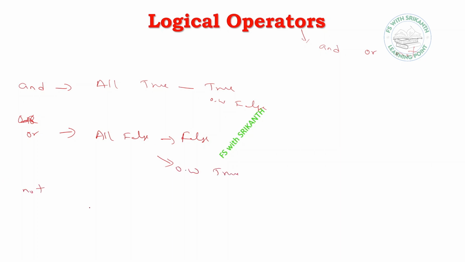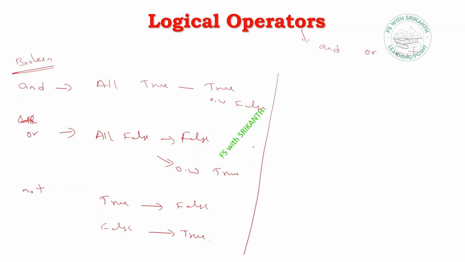And not returns the opposite Boolean value of its operand. Suppose we pass true, it is going to return false. If we pass false, it returns true. This is for Boolean values, true and false.